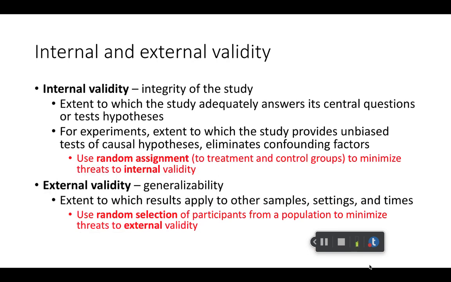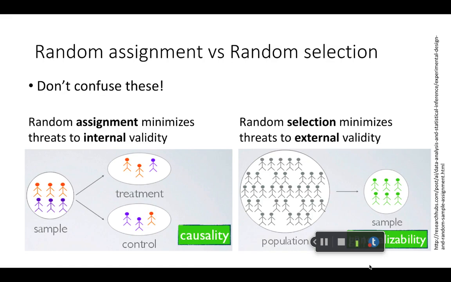For purposes of internal validity, we often use random assignment to treatment and control groups to minimize threats to internal validity. For purposes of external validity, we use random selection of participants from a population to minimize threats to external validity. But don't confuse these random things. Random assignment and random selection are very different. They're done for very different reasons. So let's make sure you understand this.